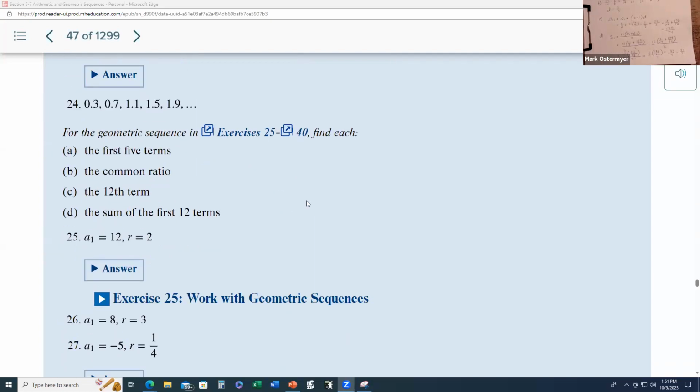All right, classwork number 2, do number 25, answering questions A through D. They give you the first term of a geometric sequence and the common ratio is 2. They want you to find the first 5 terms and write those down. What's the common ratio? Find the 12th term and find the sum of the first 12 terms of this geometric sequence. We'll call this classwork number 2, okay? Number 25, A through D. Go ahead and do that.